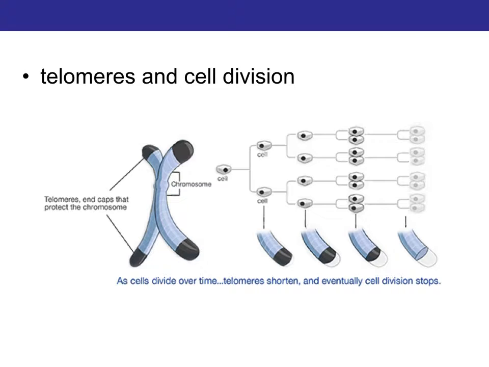I really like this slide. I added this from a website. Just showing you here, you have a replicated chromosome attached by a centromere. You see at the end the end caps, those are the telomeres, that protect the chromosome. And on the right side, the cell divides into two cells, then each of those divides again into two cells, and then two. So as you're aging and over time, those telomeres shorten, and eventually they will be gone, and that will really stop the cell division.